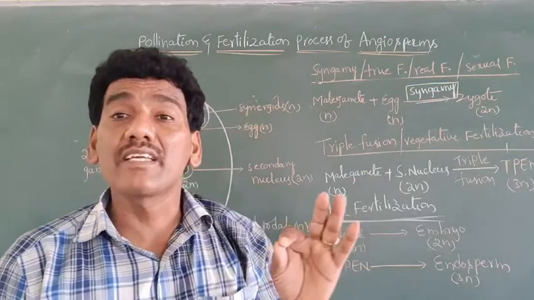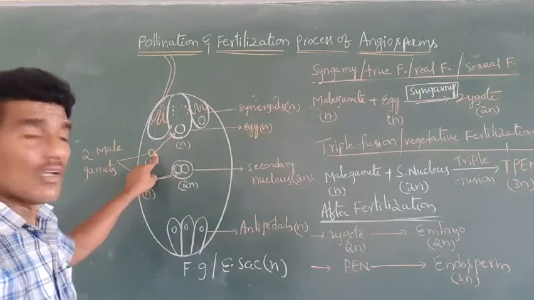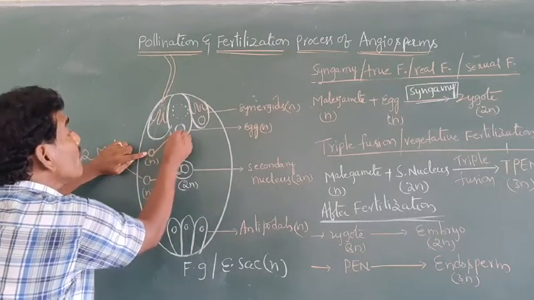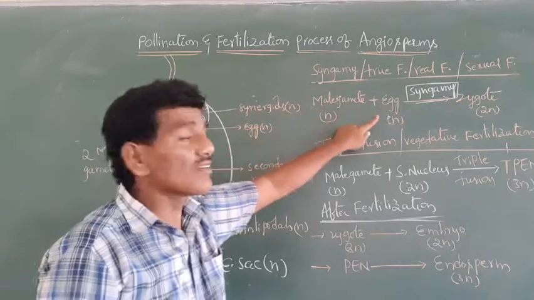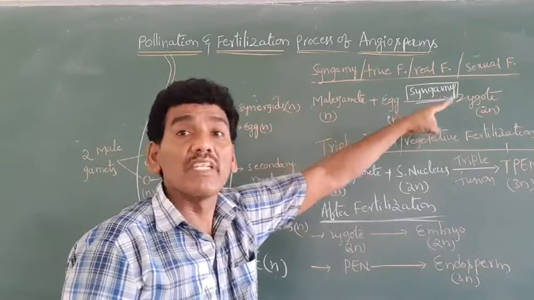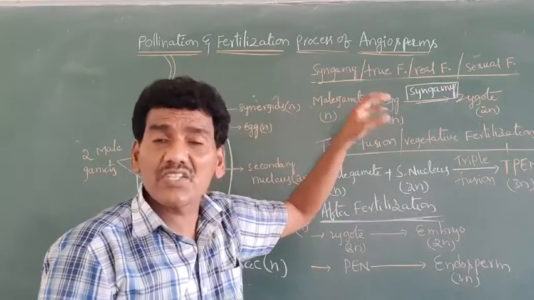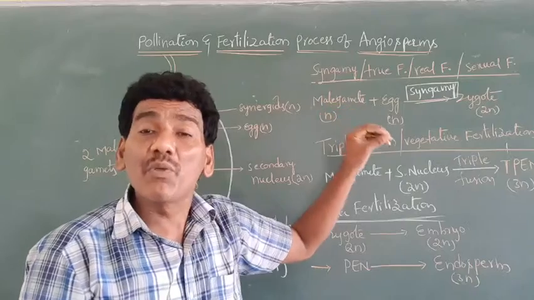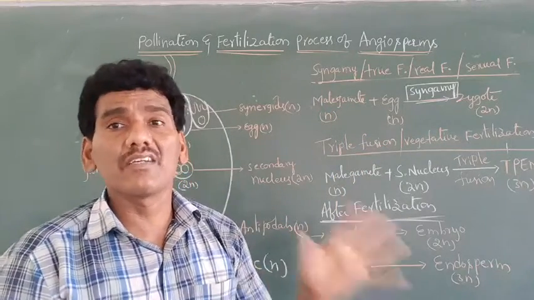What is meant by syngamy? Here, one male gamete fuses with the egg to form a diploid zygote. This is called syngamy: true fertilization, real fertilization, sexual fertilization. It was first discovered by Strasburger.